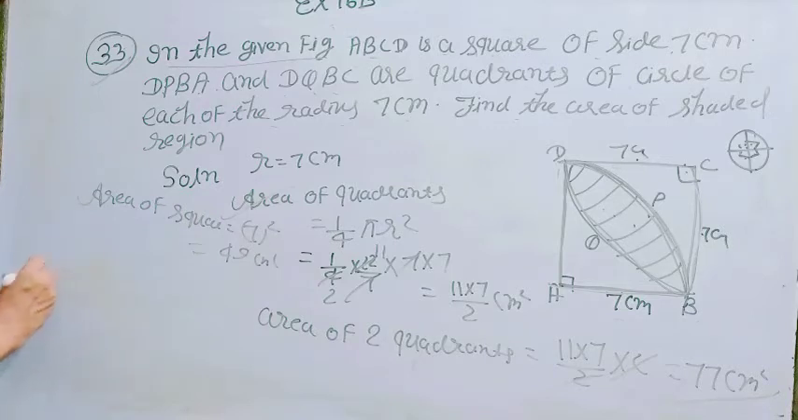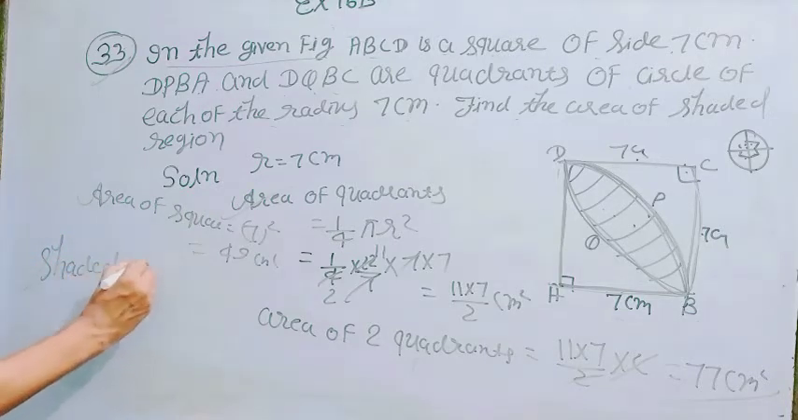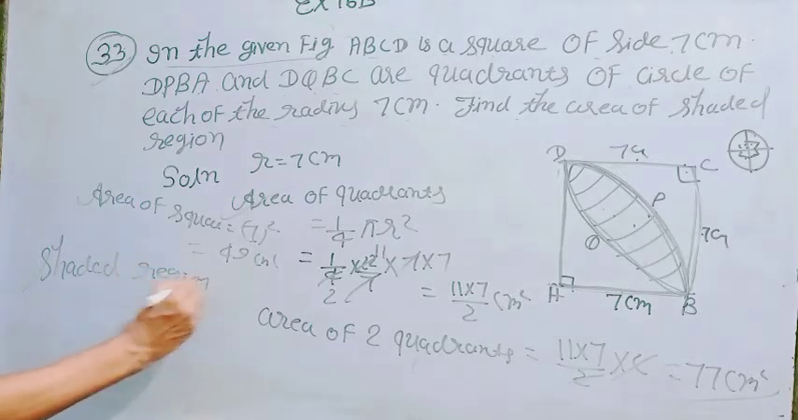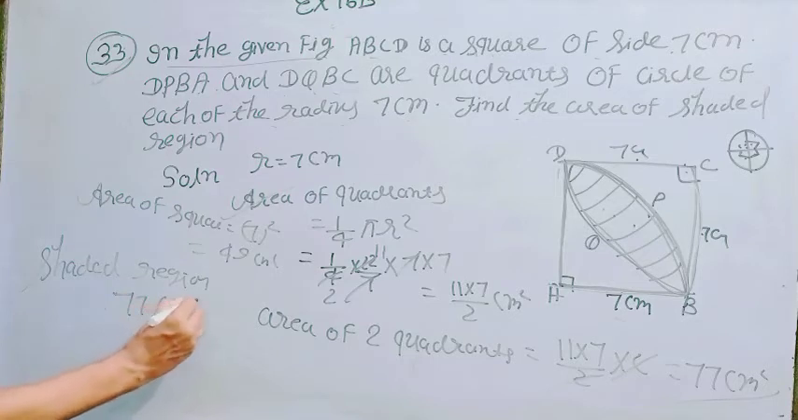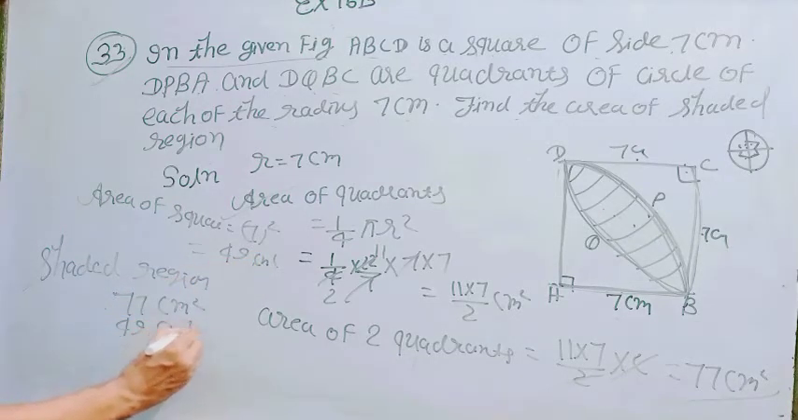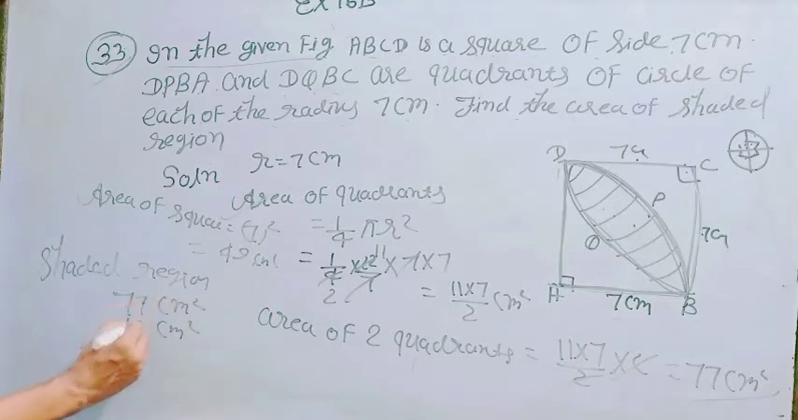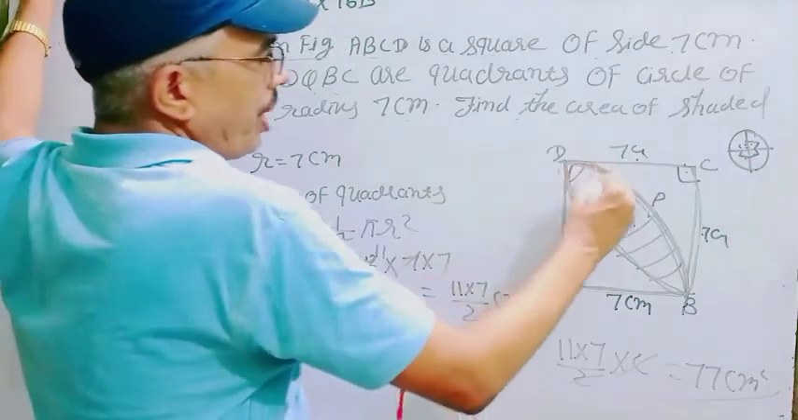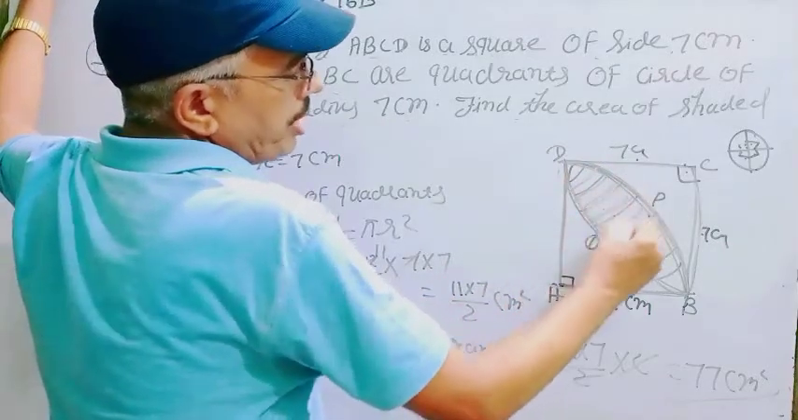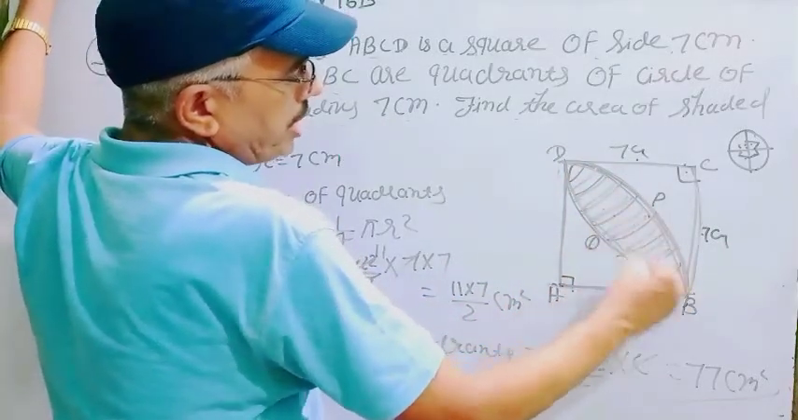So what is the shaded region? So area of shaded region is equal to area of quadrants, that is 77 cm square, and subtract the area of a square, 49, then 77 minus 49 is 28 cm square. It is the area of this common part, otherwise you can say it is the area of this shaded region.